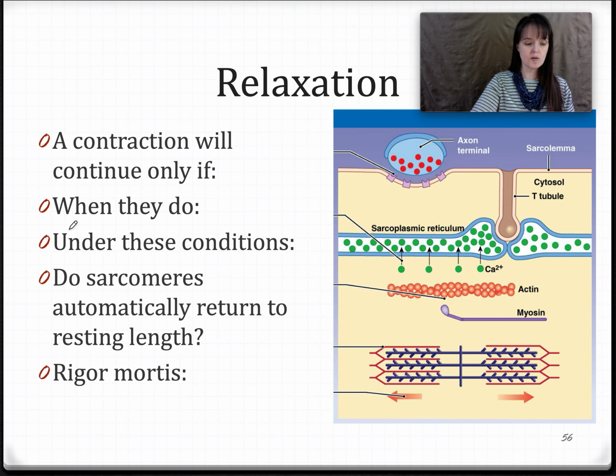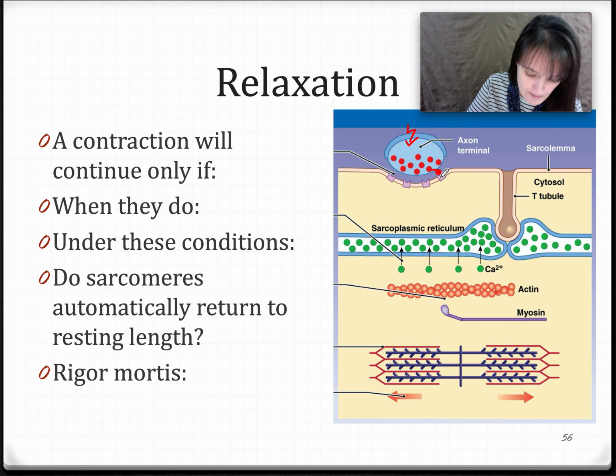Okay. Contraction will only continue if there are more nerve action potentials arriving at the neuromuscular junction. When they do, the release of acetylcholine keeps making action potentials. So let's review this. The acetylcholine is released from the synaptic vesicles in the synaptic knob into the synaptic cleft, where they bind to acetylcholine receptors.